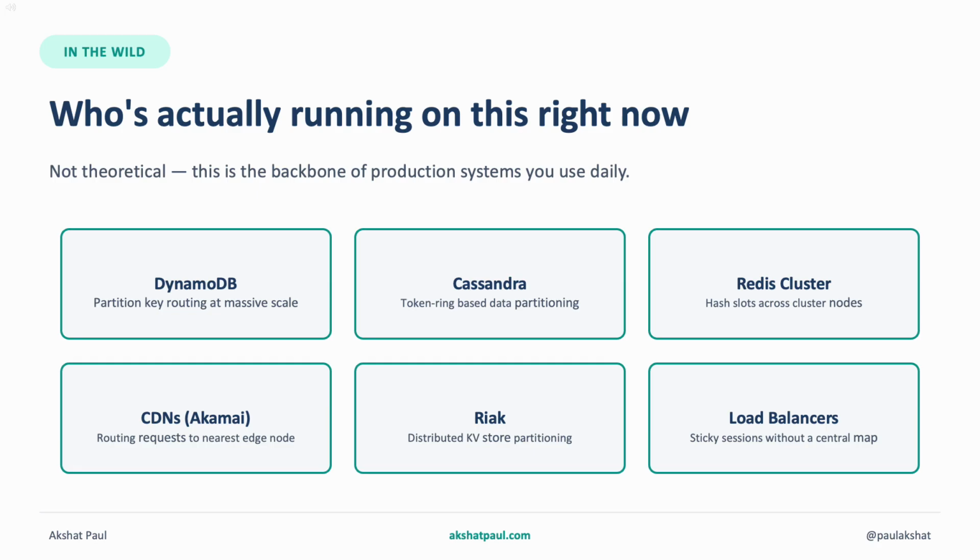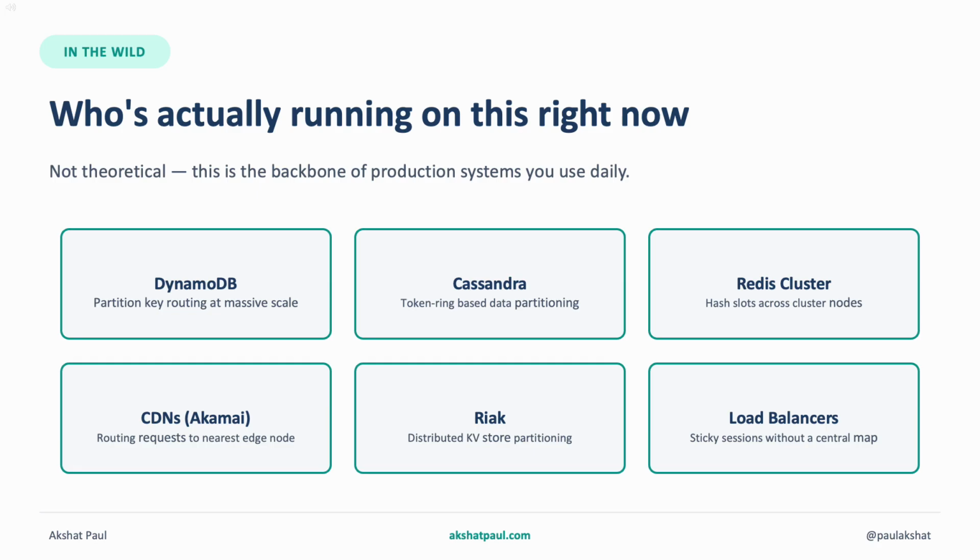This isn't some academic exercise you'll never touch again after the interview. This is running underneath systems you probably use every single day. DynamoDB uses it to route requests based on partition keys at massive scale. Cassandra's entire data model is built on a token ring, which is literally consistent hashing under a different name. Redis Cluster does something conceptually similar with hash slots. CDNs like Akamai use it to route your request to the nearest edge server without needing a giant centralized lookup table. Riak, a distributed key value store, same idea. Even some load balancers use it under the hood for sticky sessions, so a user keeps hitting the same backend server without the load balancer needing to track every single session centrally.